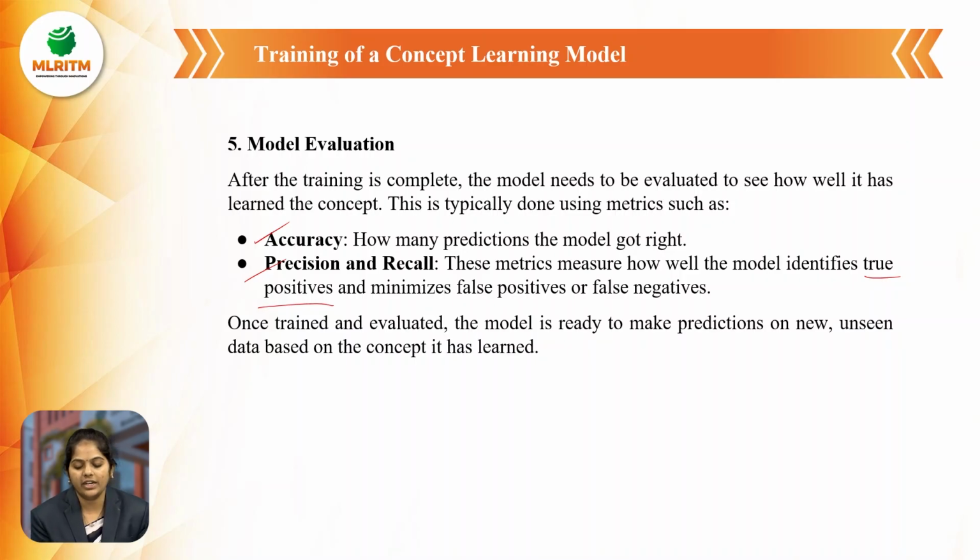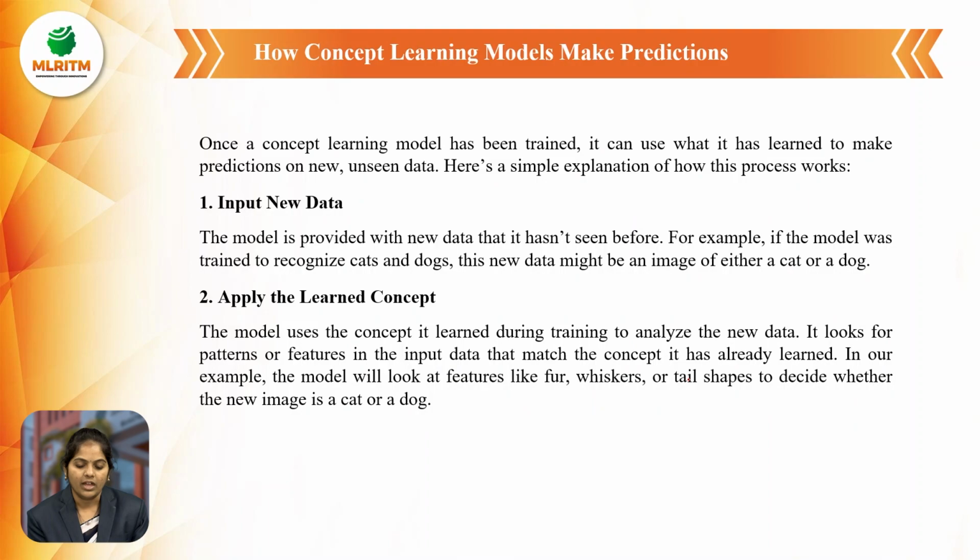Once trained and evaluated, the model is ready to make predictions on new or unseen data based on the concept it has learned. So this is how a concept learning model gets trained. And the next topic is how a concept learning model makes predictions. In this we have different steps. Once a concept learning model has been trained, it can use what it has learned to make predictions on new or unseen data.